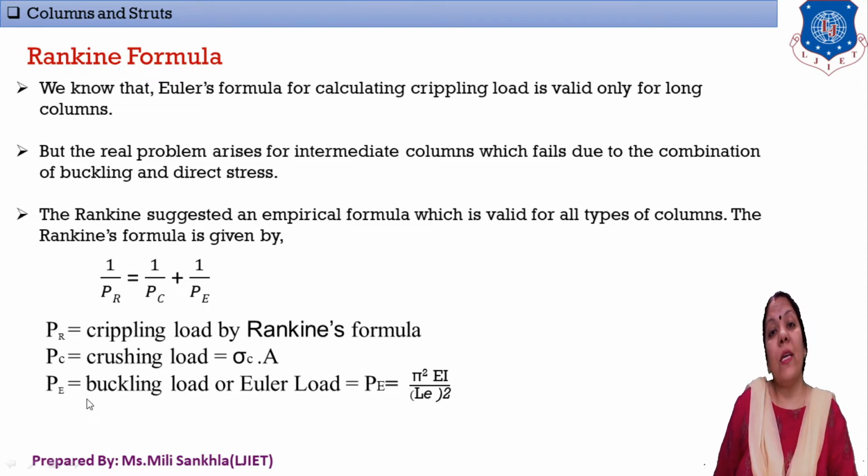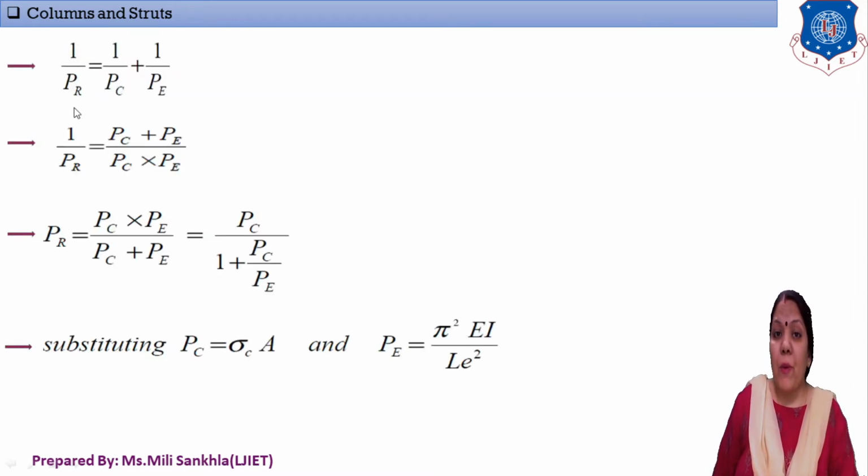What is the equation of this Euler load PE? PE is equal to pi square EI by LE square, where LE is our effective length. Clear? Now we go with our derivation. 1 by PR is equal to 1 by PC plus 1 by PE. On the right hand side I take PC and PE as the LCM, and 1 by PR on the left hand side as it is. Now multiply the numerator of the PC term with PE, and the other with PC, because ultimately our LCM is PC into PE in the denominator.